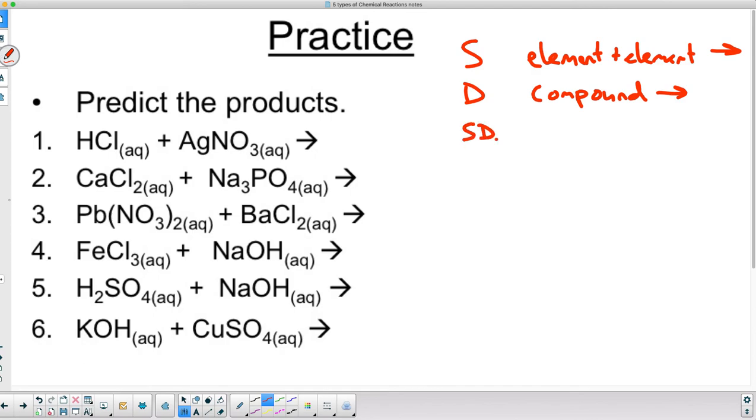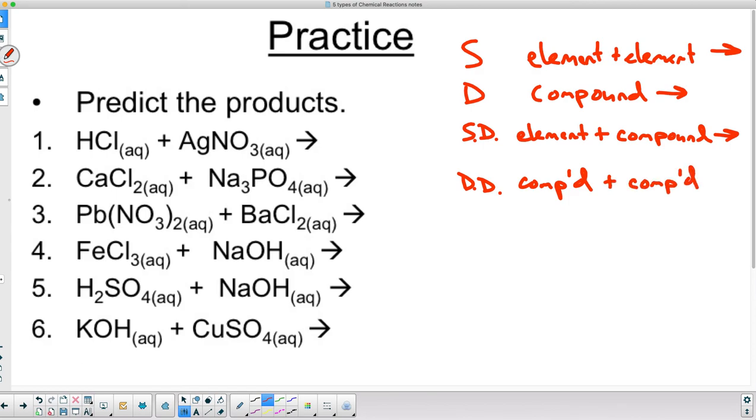Single displacement, I didn't get to combustion yet, but I'll show you that. Single displacement is an element plus a compound. Double displacement, which is a compound plus a compound, like that.